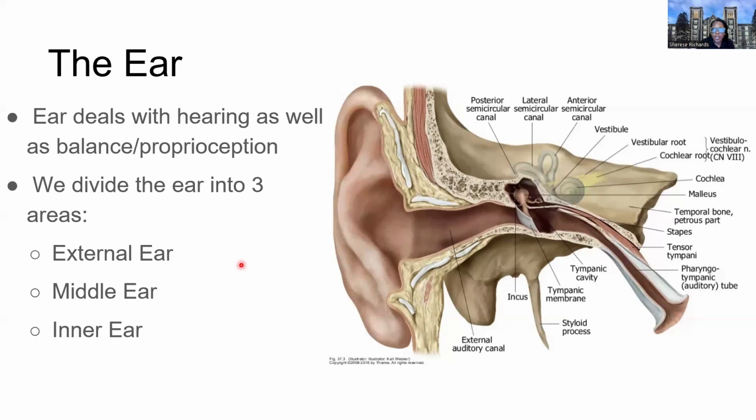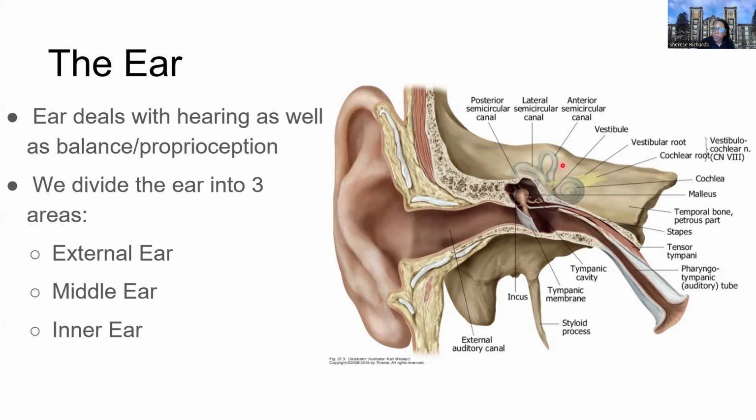Now we can divide the ear into three general parts: the external ear, everything outside of the ear itself, everything that you can see when you look at someone's ear, which includes the external auditory canal. Then the middle ear is everything beyond the eardrum, also called the tympanic membrane. This smaller confined space here is called the middle ear.